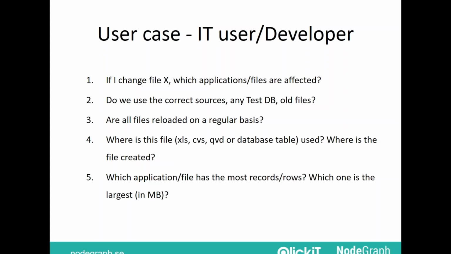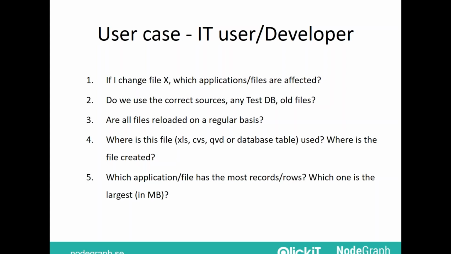We can also see if we're using the correct data sources. Have we, for example, used any test databases or old databases in our production environment? Are we using any Excel files that we are not expecting? Have we reloaded all files? If we forget to reload a QVD file, perhaps you don't see it in the end-user application, but it could turn out that you don't have all data that is up to date. And that's hidden, so to say, in your structure further down. Nodegraph can tell you that.